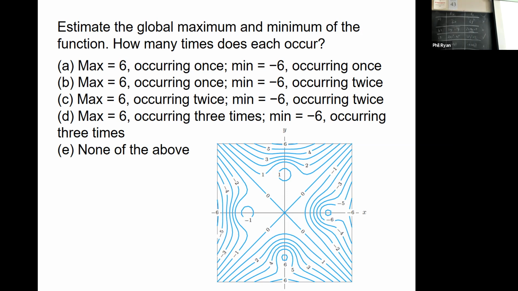So how many times does it occur? Yeah, because we've got a 6 here, here, and here. You can see it's 3 times. Yeah. Okay.